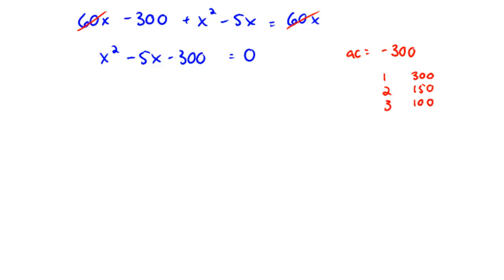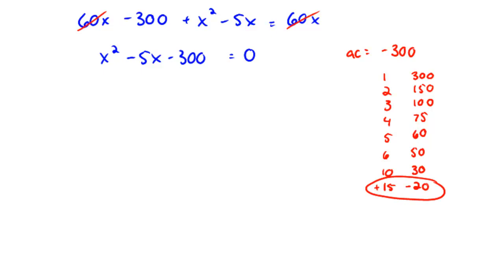Notice that the 2 and the 150, I can take a 2 from the 150, so I get 4 and then 75. 5, of course, goes in 60 times. 6 goes in 50 times. 10 and 30, and then 15 and 20, and of course it's this last pair that we want. They're going to have opposite signs, and we want the 20 to have the negative.